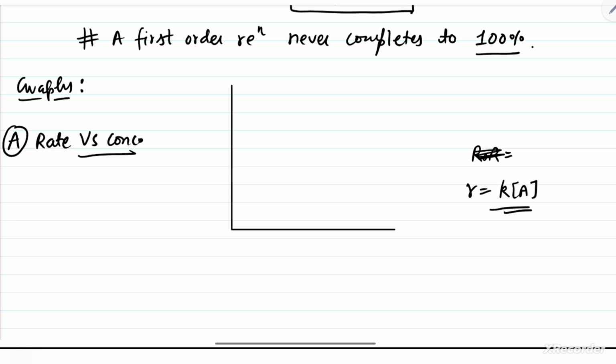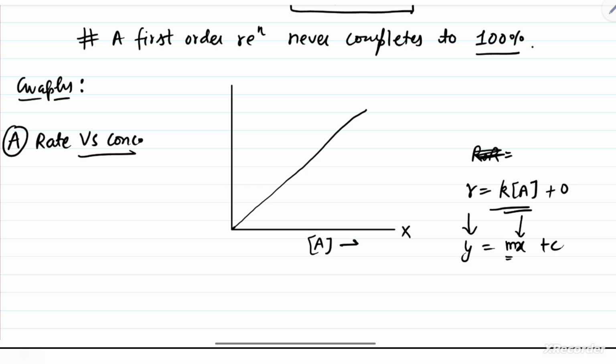Compare this equation with y equals mx plus c. Plus c we have 0, meaning no constant, so of course this line will pass through the origin. The value of m is k, that means a positive value, so it will have a positive slope. On the x-axis we have A, on the y-axis we have rate. This is the curve that we get, and the value of slope is k, the rate constant. Very simple and straightforward.